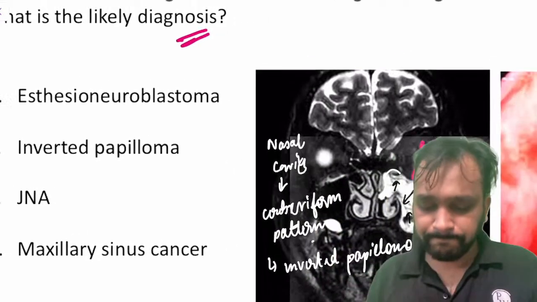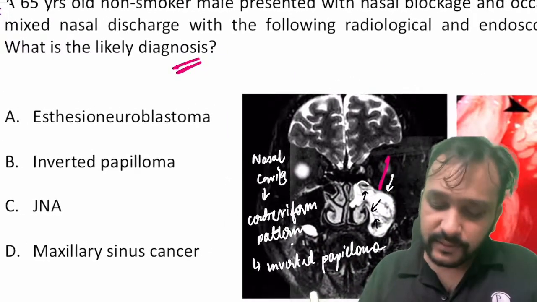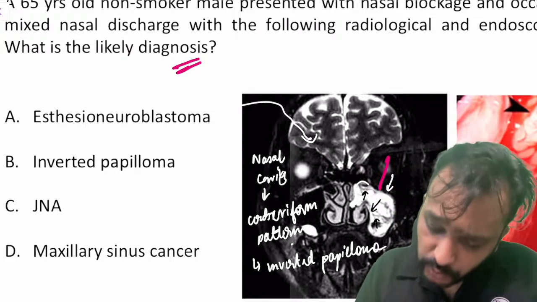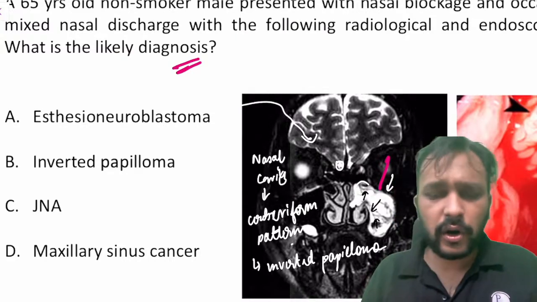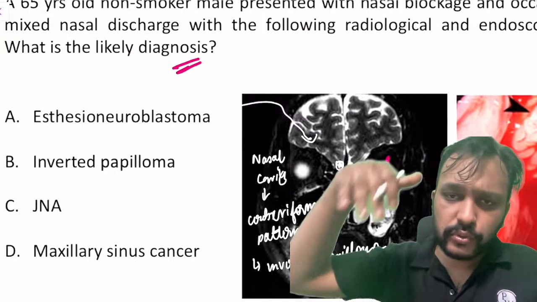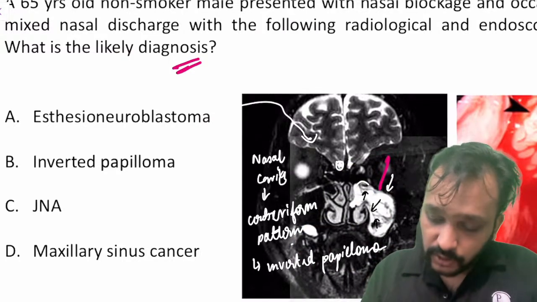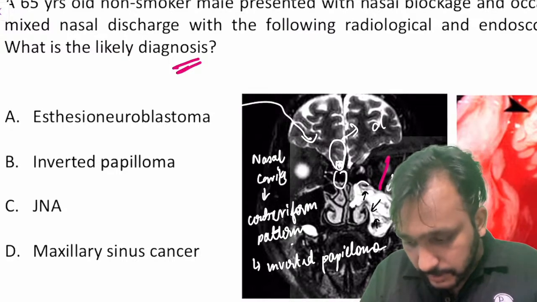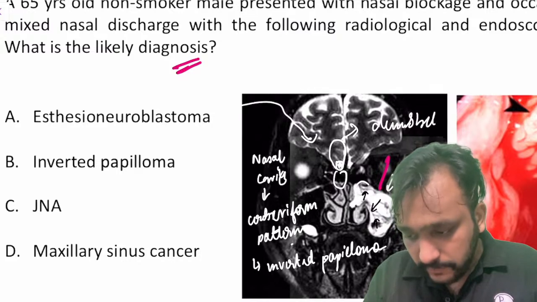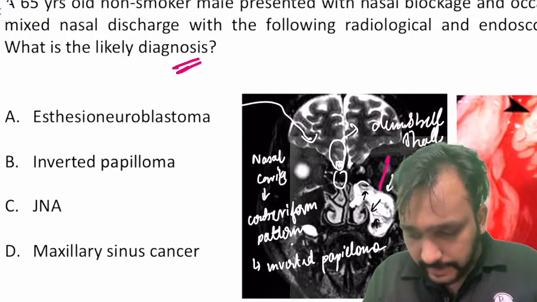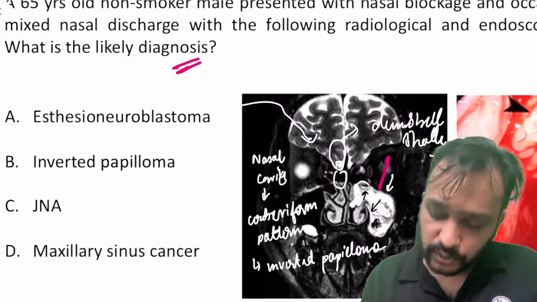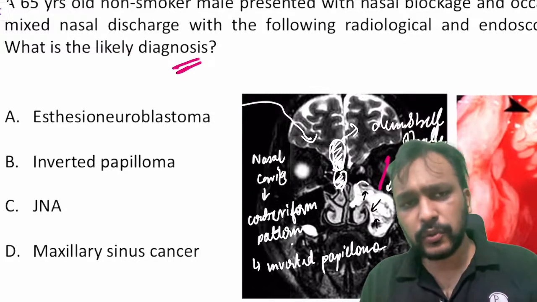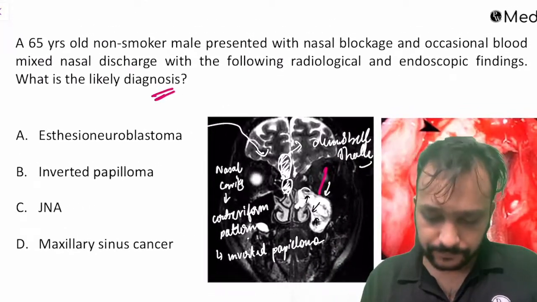Okay, so esthesioneuroblastoma, if I talk about it, is a tumor that involves the olfactory nerve. We all know they pass through the cribriform plate. So you are going to see a dumbbell shaped tumor. A dumbbell shaped tumor will be seen in esthesioneuroblastoma. Part of the tumor will be seen above the cribriform plate and a part will be seen below the cribriform plate.